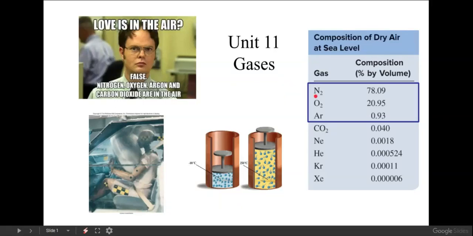Hello, hello. This is Unit 11: Gases. This is the very last chapter of this entire year before we can enjoy a beautiful summer. So we're going to get started with gases.